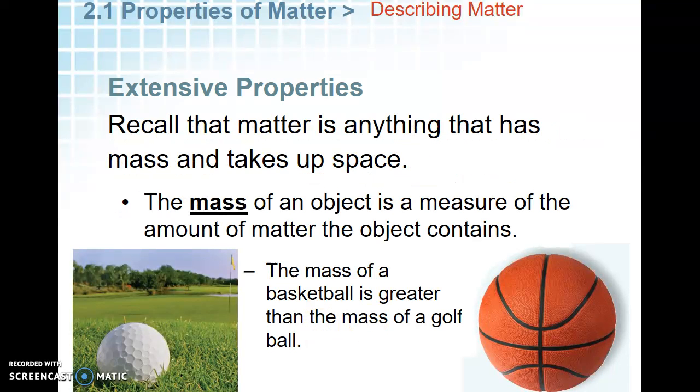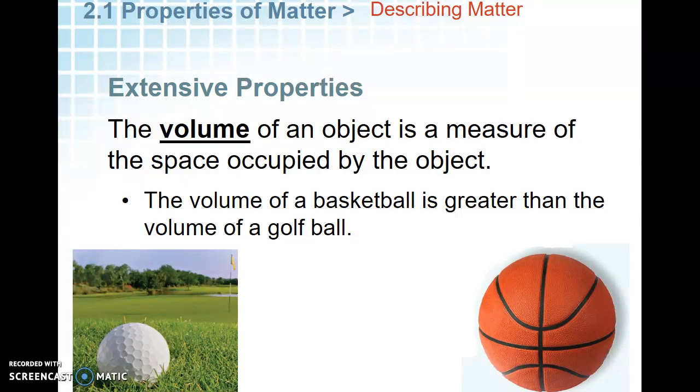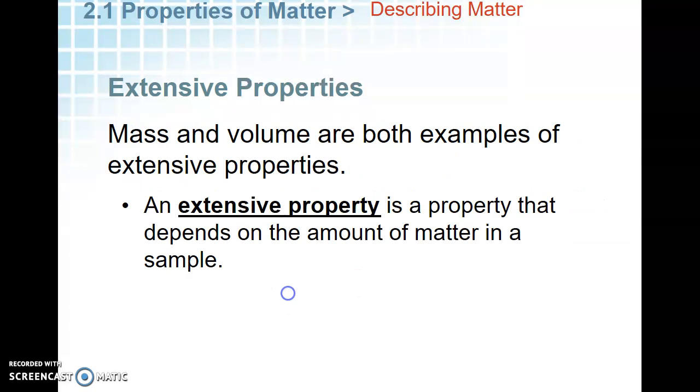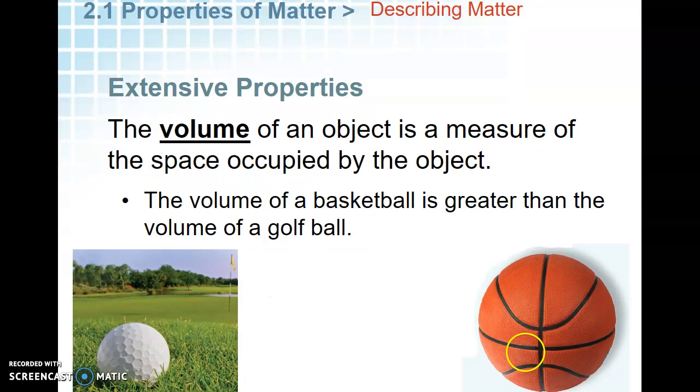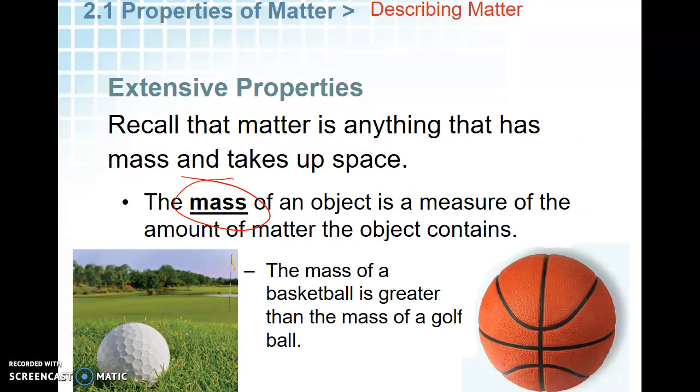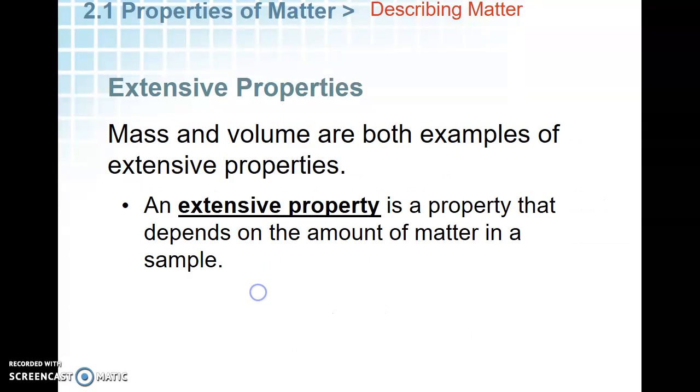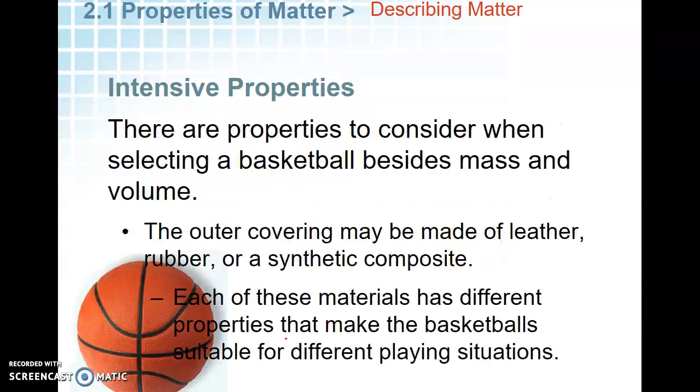Extensive properties deal with anything that has mass or takes up space. So when we talk about extensive properties, mass is a measure of how much matter it has. The mass of a basketball is greater than that of a golf ball, and that is an extensive property. Extensive properties, like volume and mass, depend on the amount of matter. The basketball takes up more space than the golf ball, and it has more mass. They are extensive properties because they are based on how much matter is in the sample.